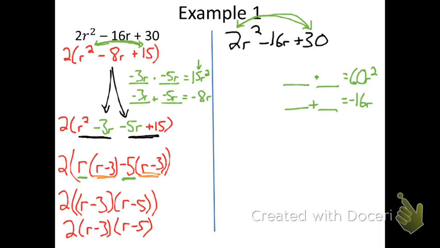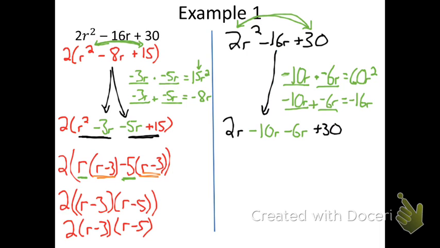Okay? If I do some thinking about this, I play around with my factors of 60, I'm going to eventually come to that it's going to be negative 10r and negative 6r. Those will multiply to give me a positive 60r squared, but those are also going to add together to give me a negative 16r. And so the whole reason we do that process is because it allows us to come over here and break up that middle term of negative 16r into two different terms. And then I bring down my 30.